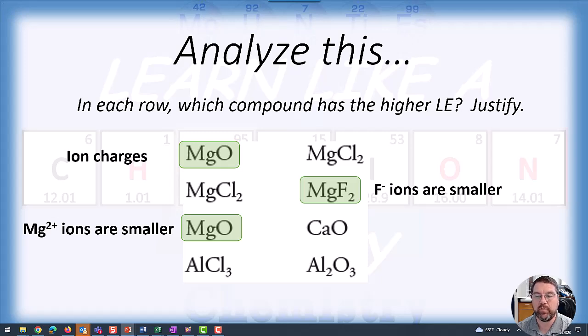And then finally, aluminum chloride and aluminum oxide. Start by looking at the charges. Aluminum's +3, chlorine being a halogen is -1, oxygen is a -2. So Al2O3, aluminum oxide, is going to have the higher lattice energy because of ion charges.